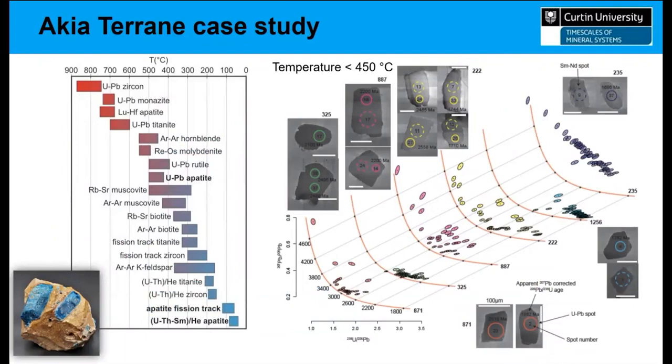All the zircon record seems to be recording Archean processes. This is where a lower temperature chronometer potentially comes in, like apatite, because it might tell us about these later overprinting processes.